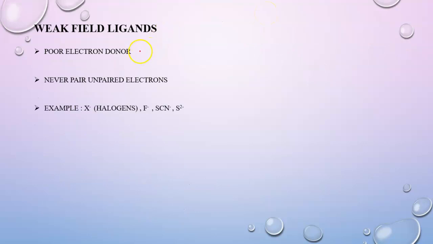So next we have weak field ligand. As I told you, it is going to be a poor electron donor and it is not going to pair unpaired electrons, and all the halogens will fall into this category. SCN negative, where N is going to be your donor atom, and S2 negative are examples of the same.